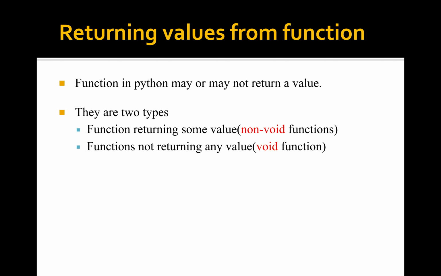The functions returning values are called non-void functions, and functions not returning any values are called void functions. Void means null. So if it is not returning any value, that is called a void function. If it is returning some value, it is called a non-void function.